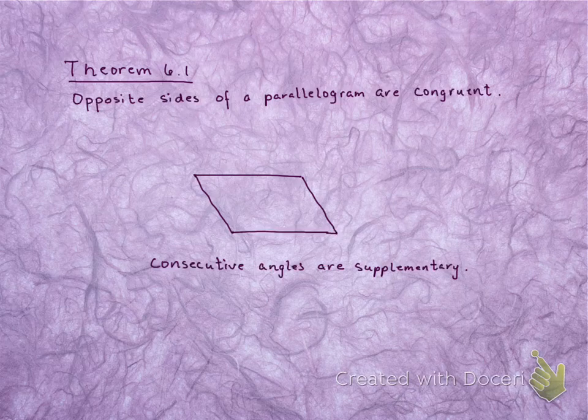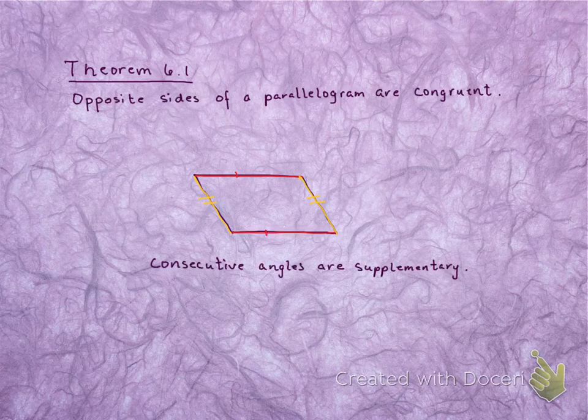Theorem 6.1 says opposite sides of a parallelogram are congruent. So that means that the base here and the base here, opposite sides are congruent. Likewise, that side and that side, opposite sides, those are also congruent to each other.